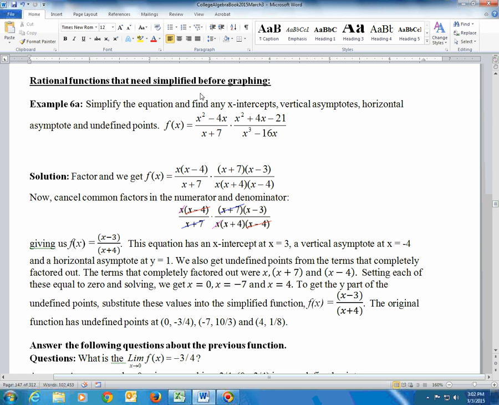Okay, rational functions that need simplified. Well, this is more factoring. So here we go. Here's the first one right here. You can see that there's plenty of things that need factored. This x squared minus 4x, and x factors out. This trinomial factors into this.